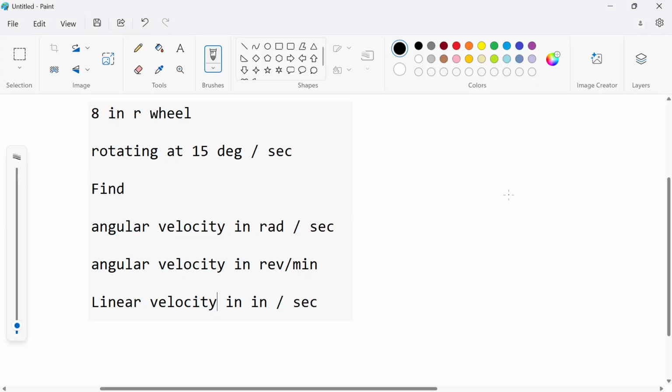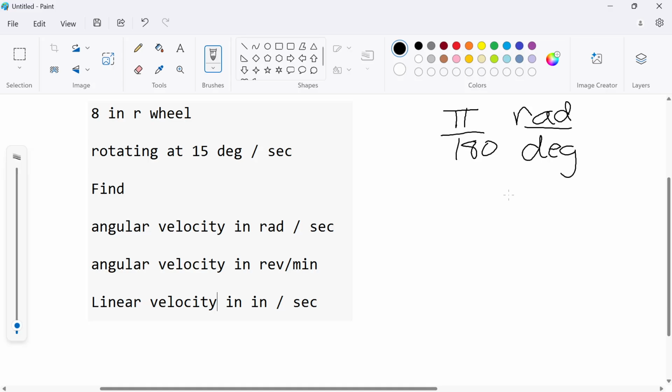Here's a question about finding angular velocities and linear velocities, given some kind of wheel. It's an 8-inch radius wheel rotating at 15 degrees per second. Find the angular velocity in radians per second. Remember, there are pi over 180 radians per degree. So if you multiply degrees by pi over 180, you will get the number of radians.